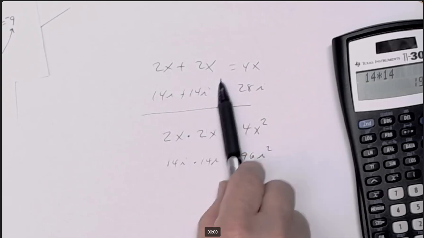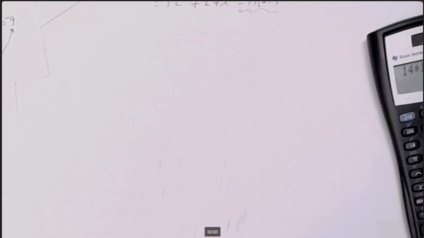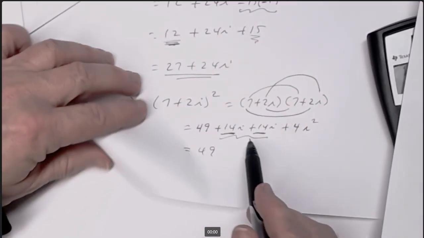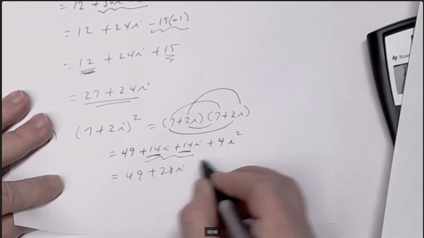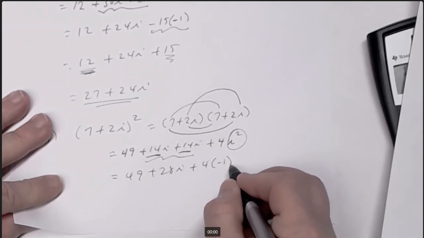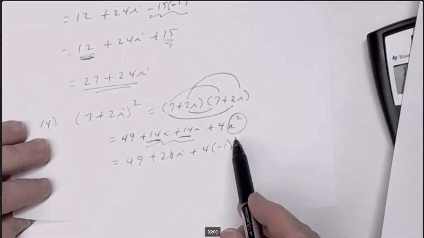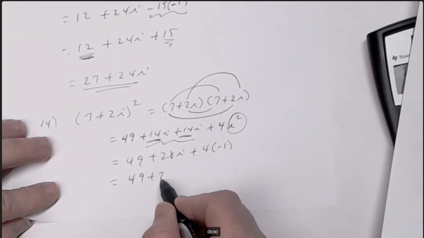14i plus 14i is 28i. And now remember, this i squared is equal to what number? -1, right? So I get 49 plus 28i. And what's 4 times a -1? -4. Yes. All right, now what's 49 minus 4?